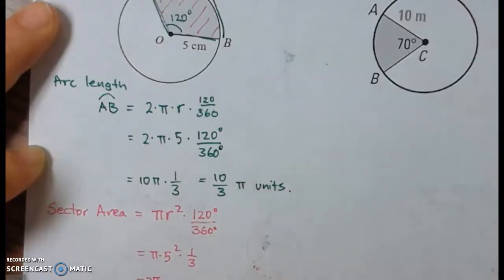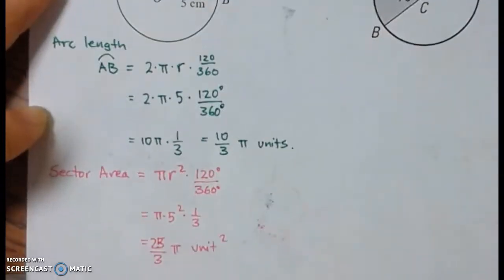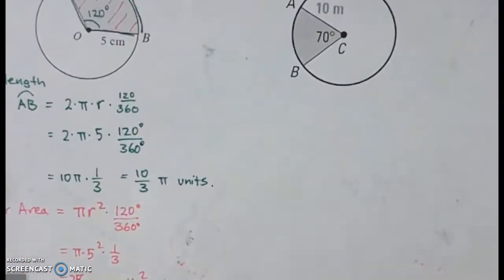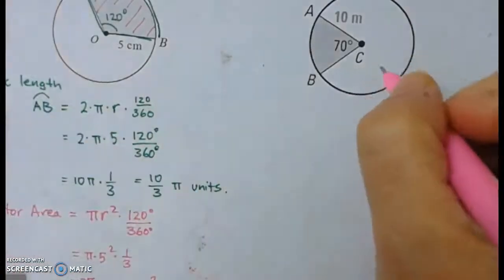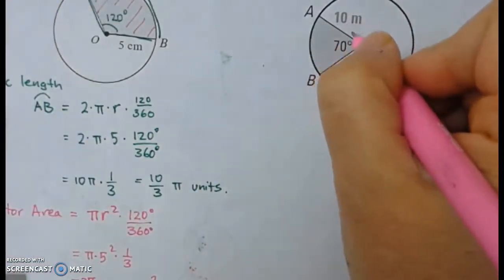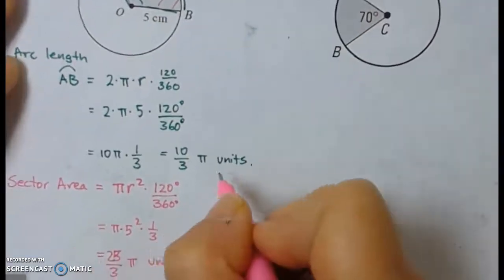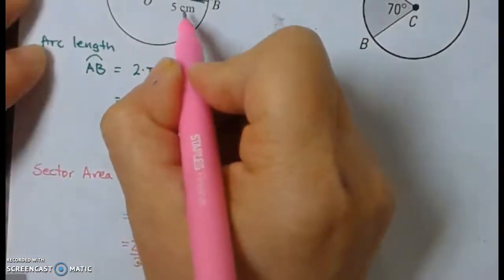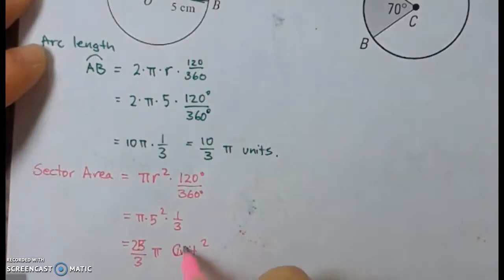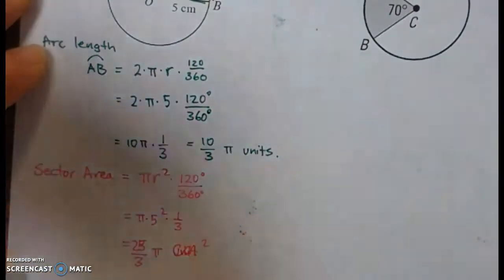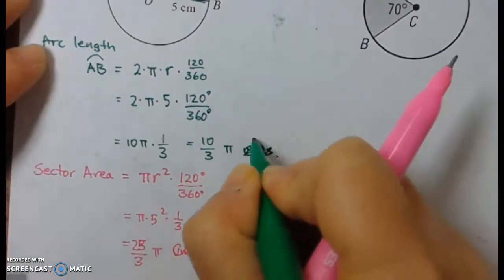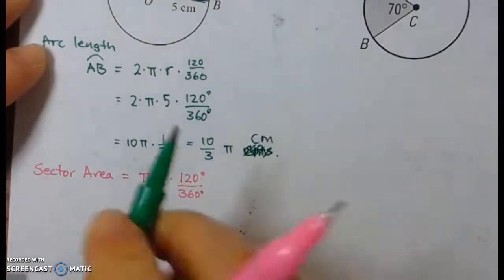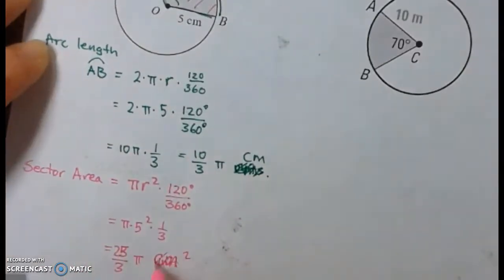25 over 3 pi unit square. What about this problem? Okay, so B. This time we're told that this is 10 meters. Oh, actually this is not unit square. We're given the unit as centimeters, so this is going to be centimeters squared. It's not centimeters. Okay, so this is also centimeters squared.